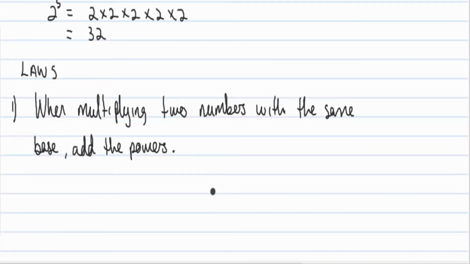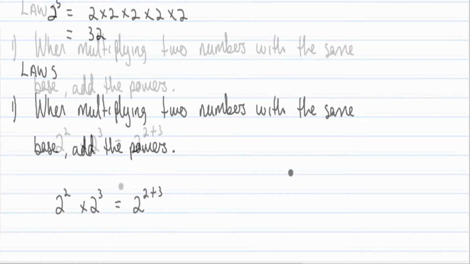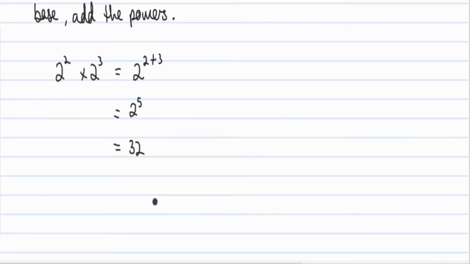So here we have the first law, which says when we are multiplying two numbers with the same base, we are going to add the powers. So if we have 2 to the power 2 multiplied by 2 to the power 3, that will be equal to 2 to the power 2 plus 3, which is equal to 2 to the power 5. And that answer would be 32. So in general, we say if you have a to the power m multiplied by a to the power n, that is equal to a to the power of m plus n.